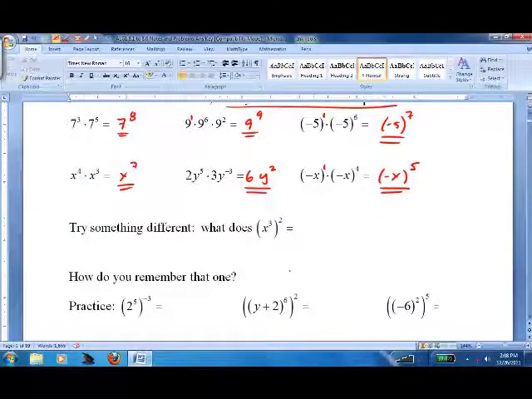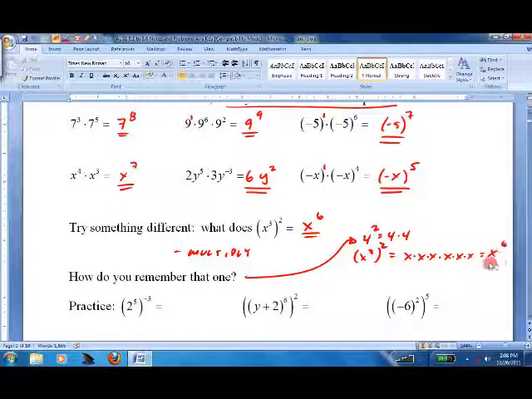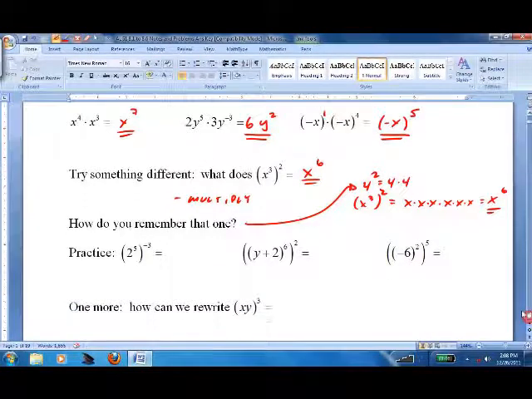Now, what if I take an exponent to a power? Well, now we're going to multiply, not add like we just did. So 3 times 2 is 6. That'll be x to the 6th. How do I remember that one? Same thing. 4 squared is like 4 times 4. So x to the 3rd squared is like x to the 3rd times x to the 3rd. 6 of them, x to the 6th. I don't usually have to go through that. Once I've remembered the first rule, I can remember the second rule, but you do have to remember them.